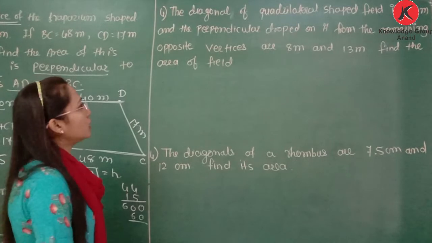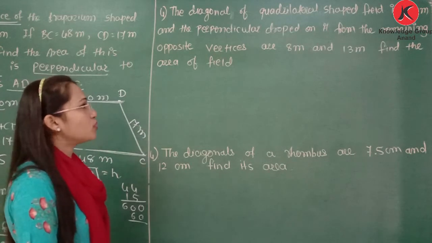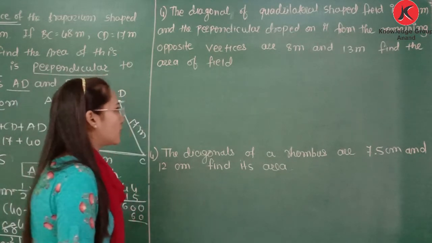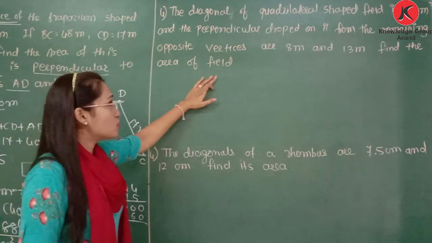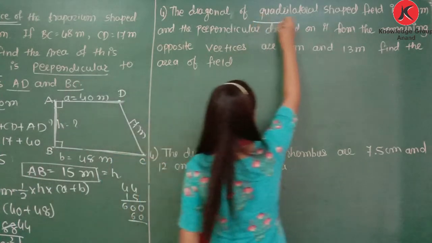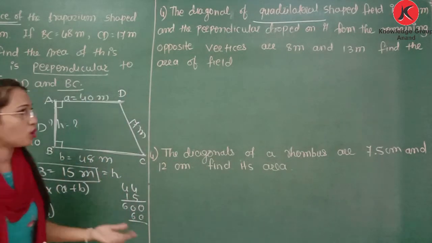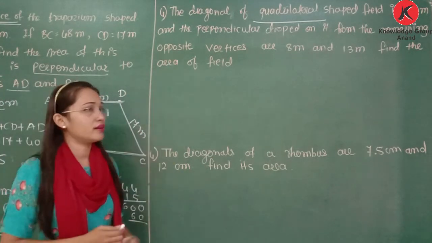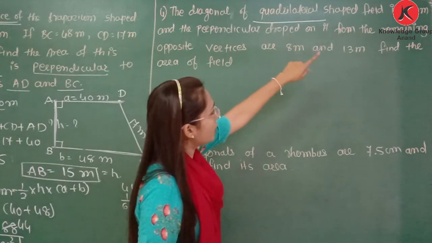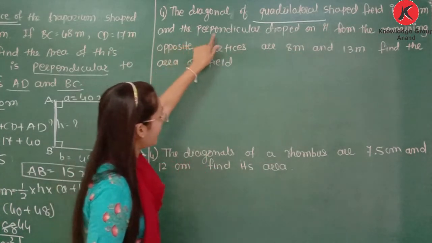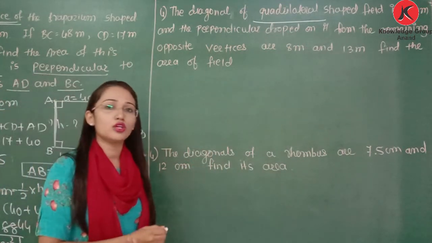Now next, the diagonal of a quadrilateral shaped field is 24 meter and the perpendiculars dropped on it from the remaining opposite vertices are 8 meter and 13 meter. Find the area of the field. So what is the equation? Here a quadrilateral is given. Which quadrilateral is not given, whether it is a square, rectangle, trapezium or rhombus. But here it is a quadrilateral. Means it is not a regular quadrilateral. The diagonal is 24 meter and the perpendiculars are dropped on it.